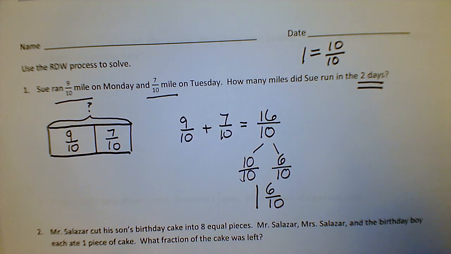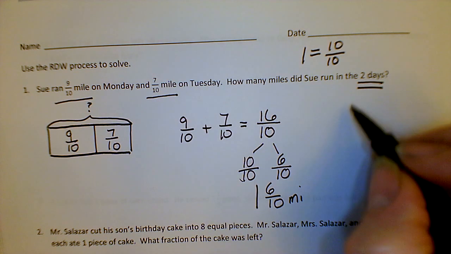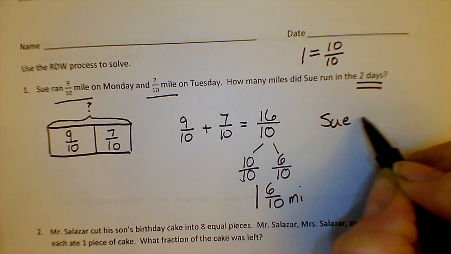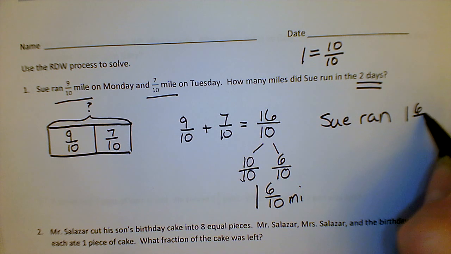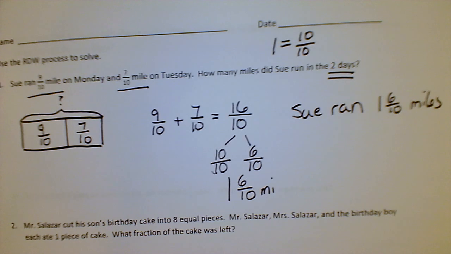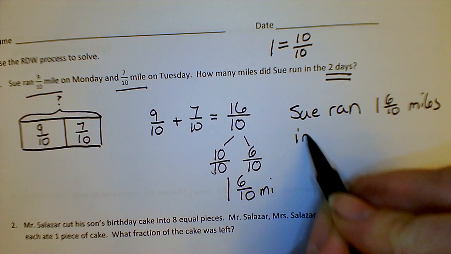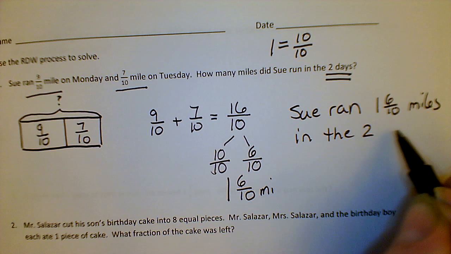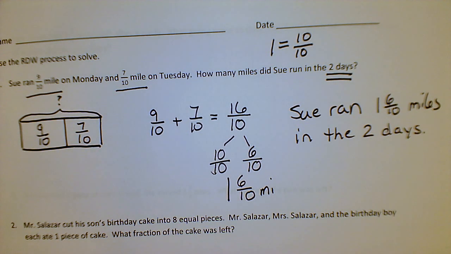And now I have my answer, and I can go ahead and write that. And I'm going to put mile there, and now I can write it. Sue ran 1 6/10 miles. Oop, I'm going a little off. Let me move it over. Sue ran 1 6/10 miles in the 2 days. All right, first problem done. Let's move on to number 2.